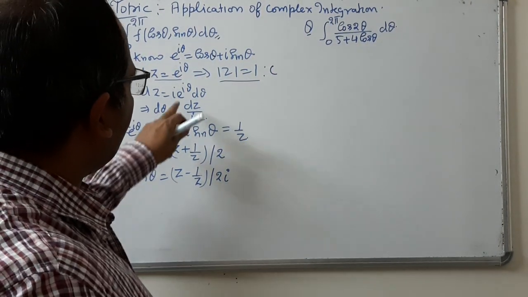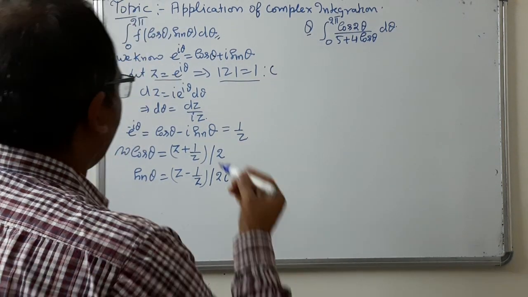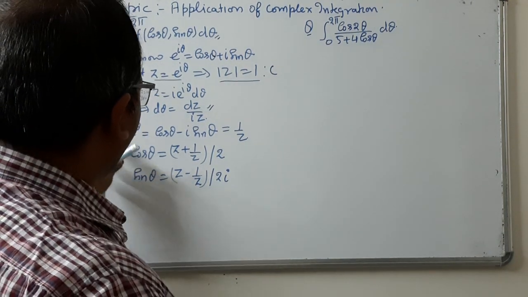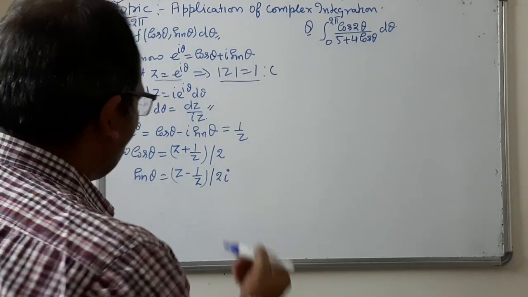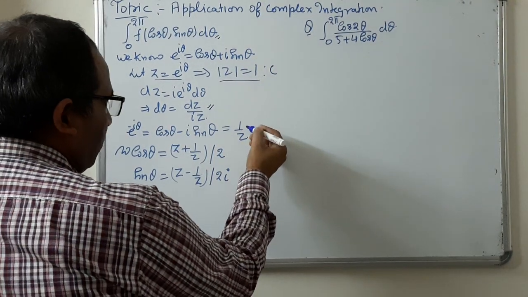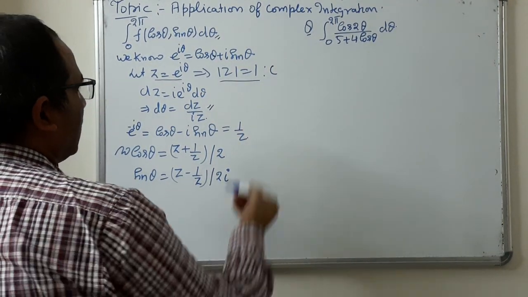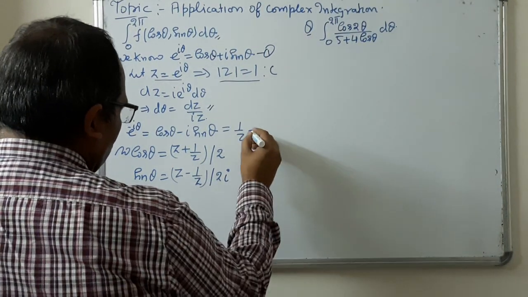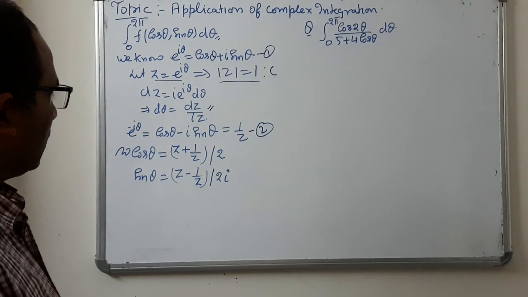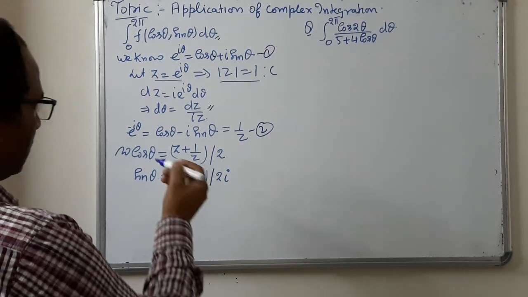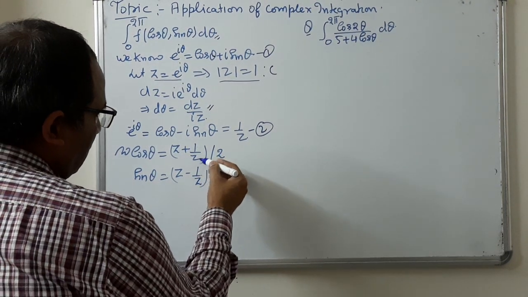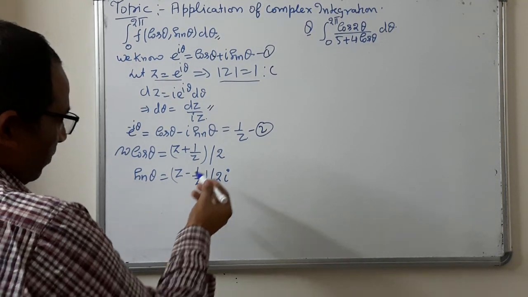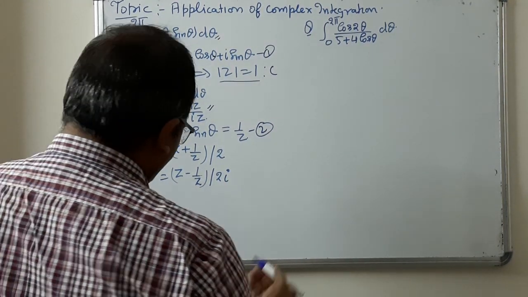Put the value of e to the power iθ equal to z, we get dθ is equal to dz upon iz. And we can write e to the power of minus iθ as cos θ minus i sin θ. That means 1 upon z, since z to the power minus 1 means 1 upon z. So from equation 1 and equation 2, we can find the value of cos θ. If we add these two equations, we get cos θ is equal to (z plus 1 upon z) upon 2. And sin θ can be written as (z minus 1 upon z) upon 2i.